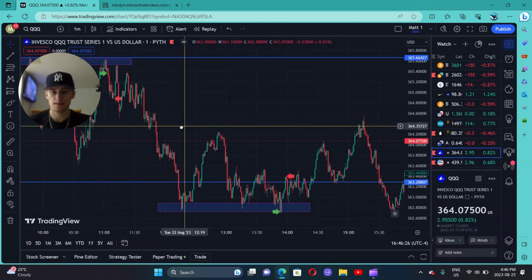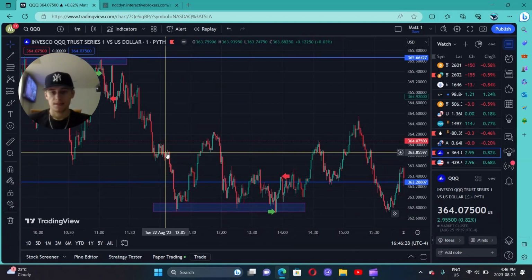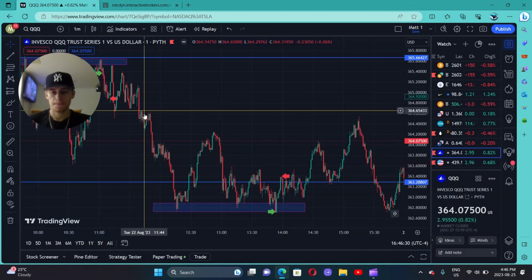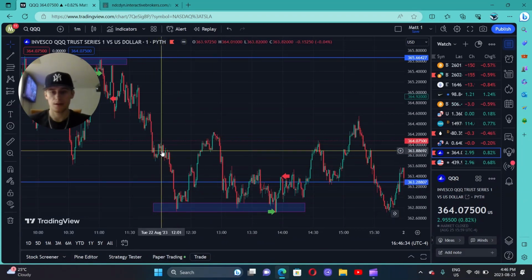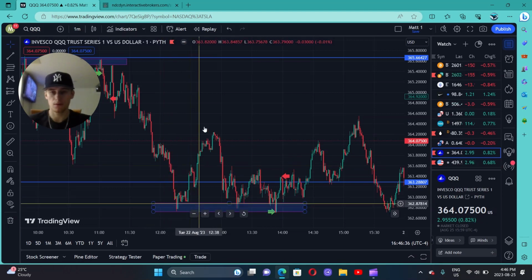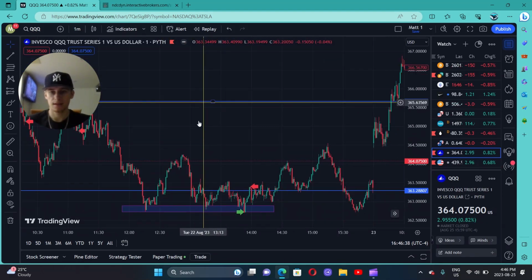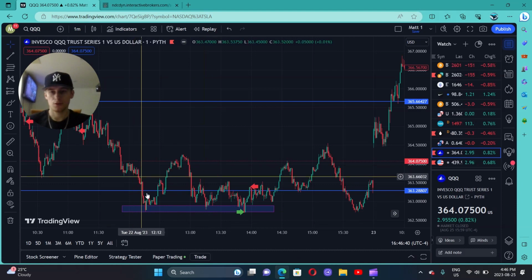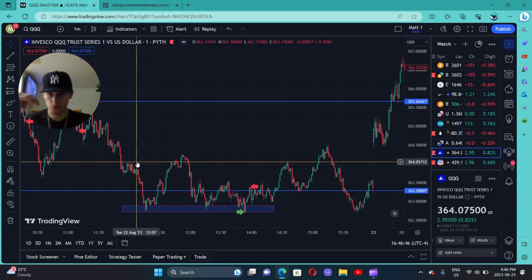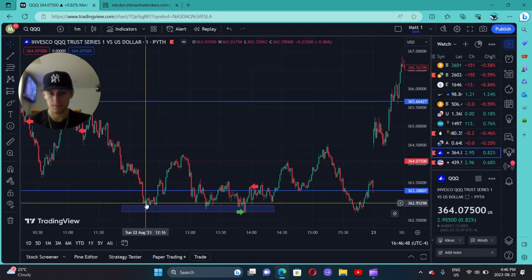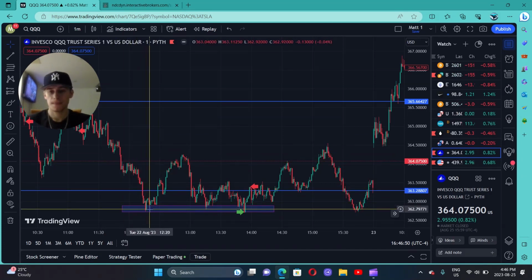So support is a specific level that price bounces off of. For example, right here, this is called a support level, also known as a demand level. It lets you know that there is a bunch of buyers at this specific level, because at one point in time sellers tried to push the price down and the buyers stood tall at this level and pushed the price back up.